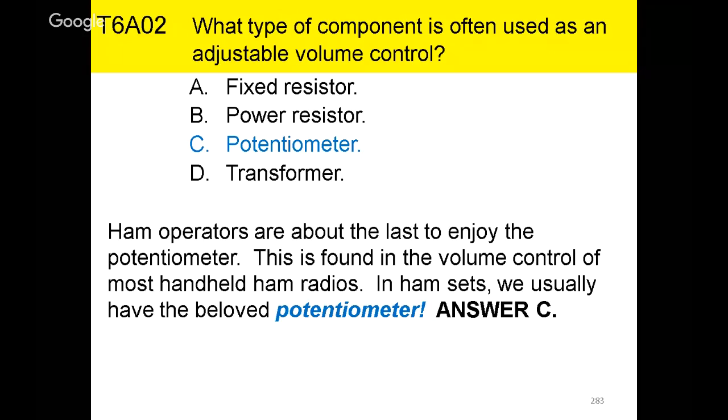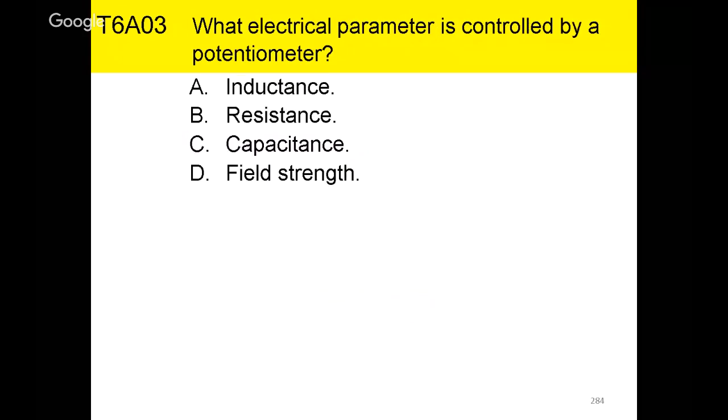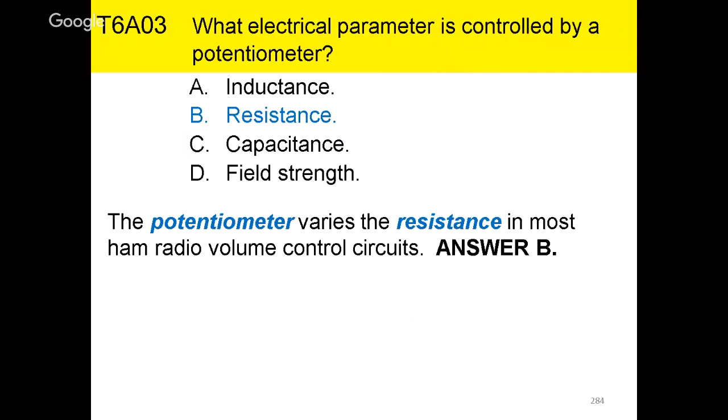All right, potentiometer. It's an adjustable control, or basically an adjustable resistor. What electrical parameter is controlled by a potentiometer? Well, I pretty much gave you that answer just a moment ago. It's the resistance. So a potentiometer varies the resistance in most ham radio volume control circuits. It's a variable resistor. Answer is B.